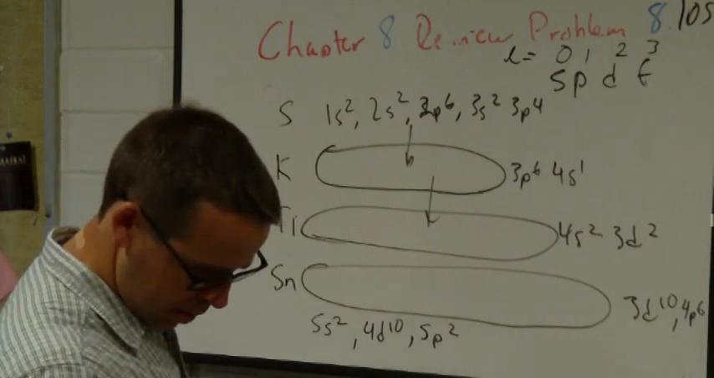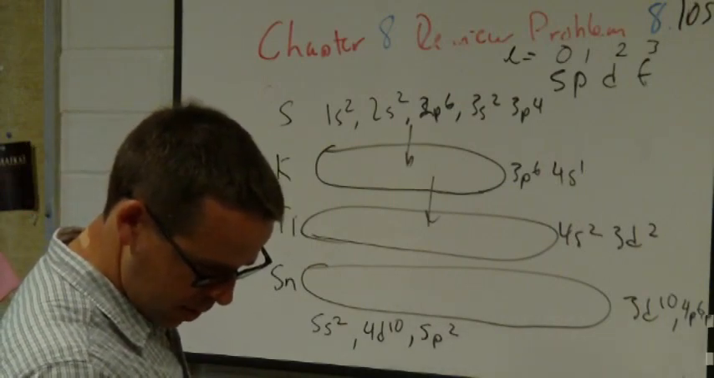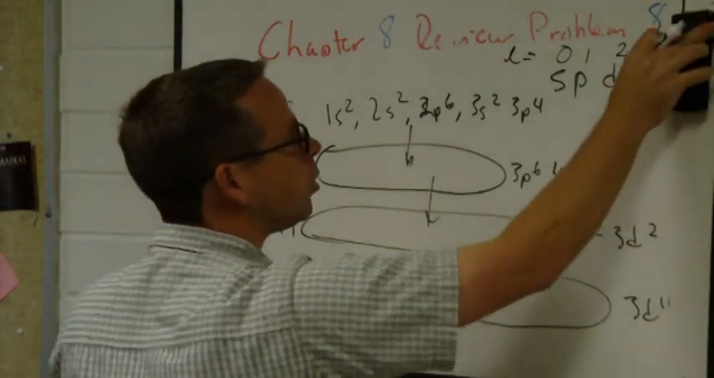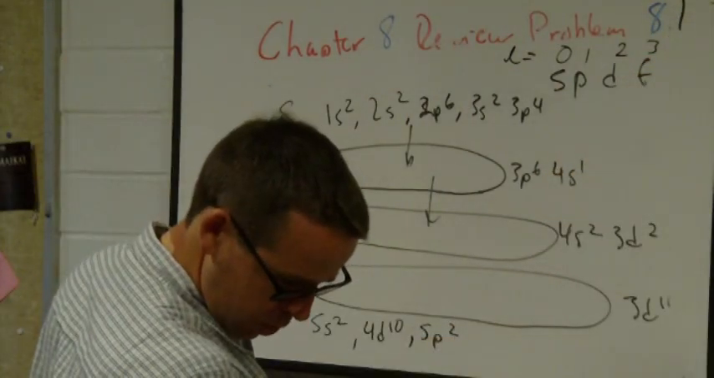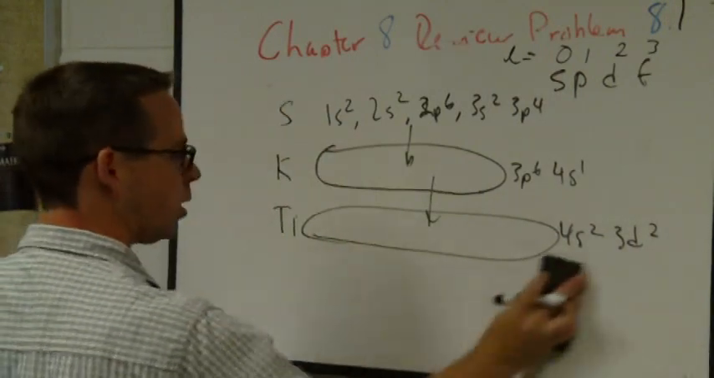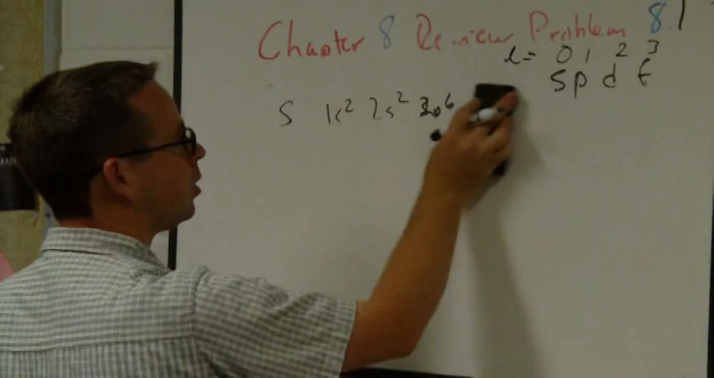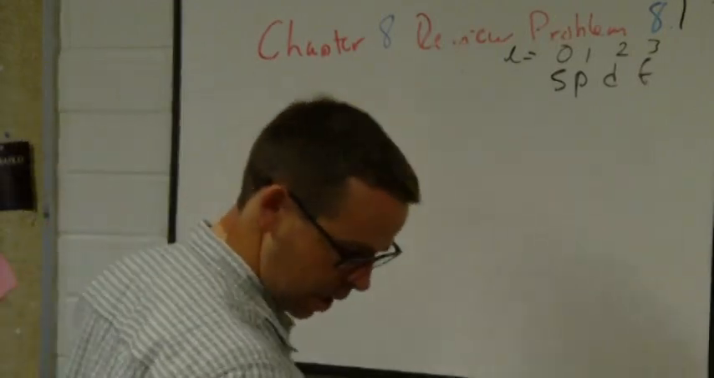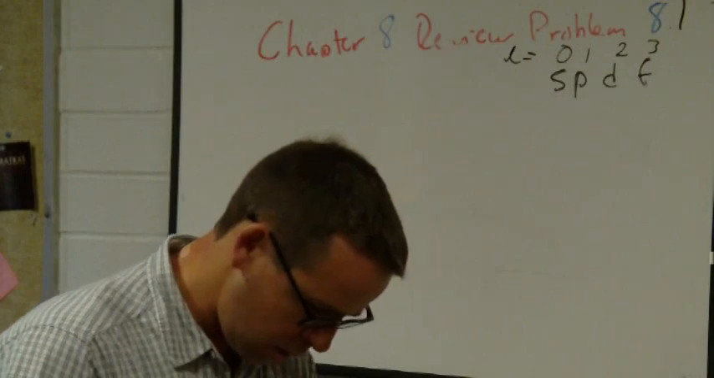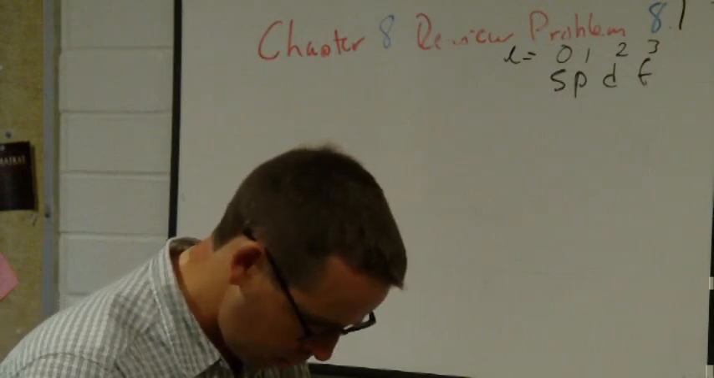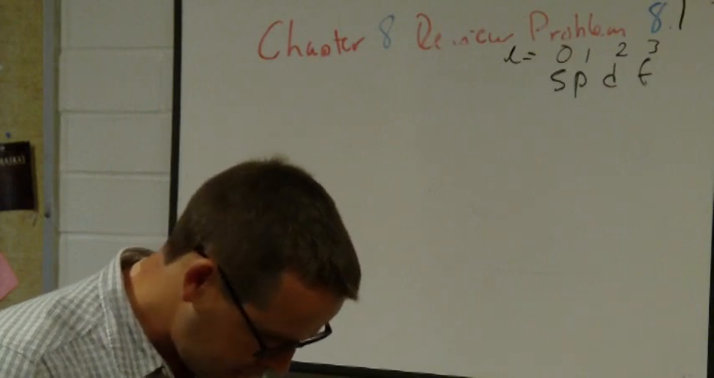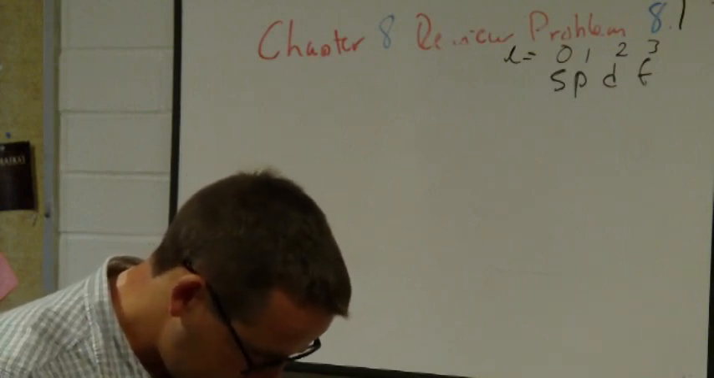How many unpaired electrons would be found in the ground state of magnesium, phosphorus, and vanadium? Or wait, which of the following atoms in their ground states are expected to be paramagnetic? Paramagnetism means that there are unpaired electrons. We can find that, where is that section?